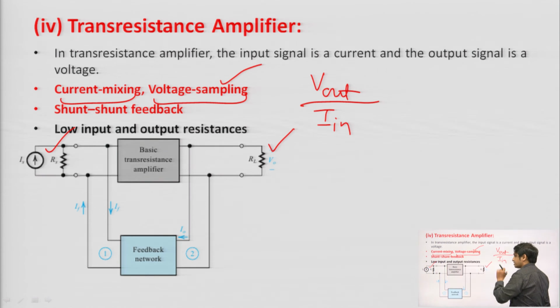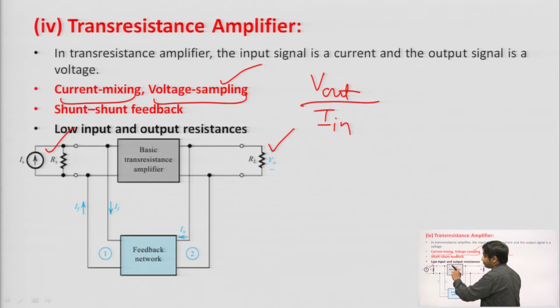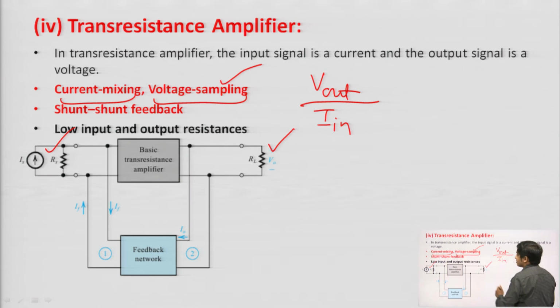In terms of connection, you can think about it. Since at the output there is a voltage, we need to take the sample of voltage. How can we take it? In shunt. So, at the output there is a shunt connection and at the input there is a current. Two currents will be mixed up only in shunt, only in parallel. So, there will be a shunt connection at the input. That is why this transresistance amplifier is also called a shunt feedback amplifier.